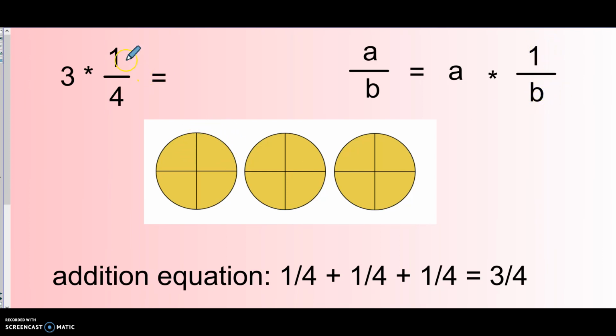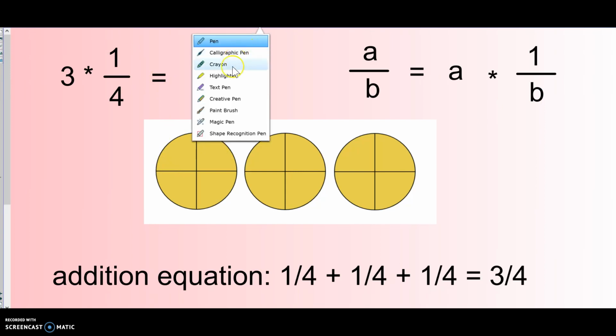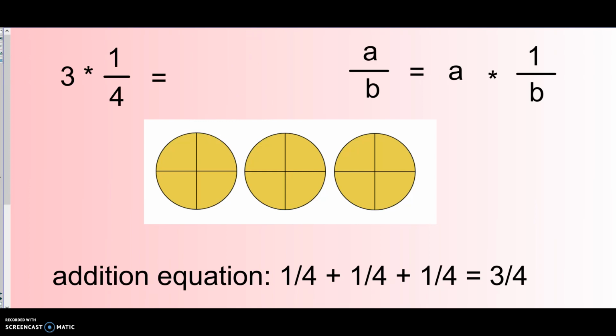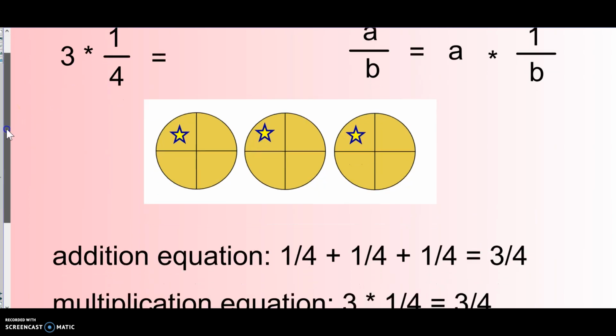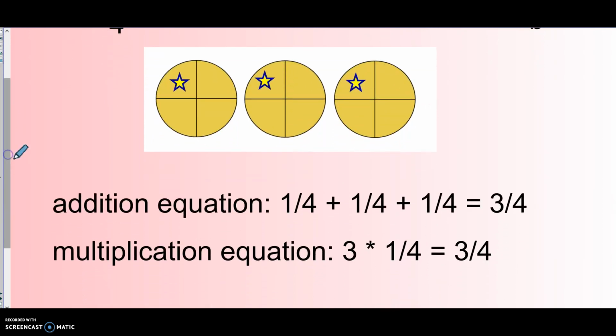Here I have a picture to represent the problem. If I have 1/4 plus 1/4 plus 1/4, 3 times 1/4, I have 3/4. 3/4 is a multiple of 1/4. The multiplication equation looks like this: 3 times 1/4 equals 3/4.